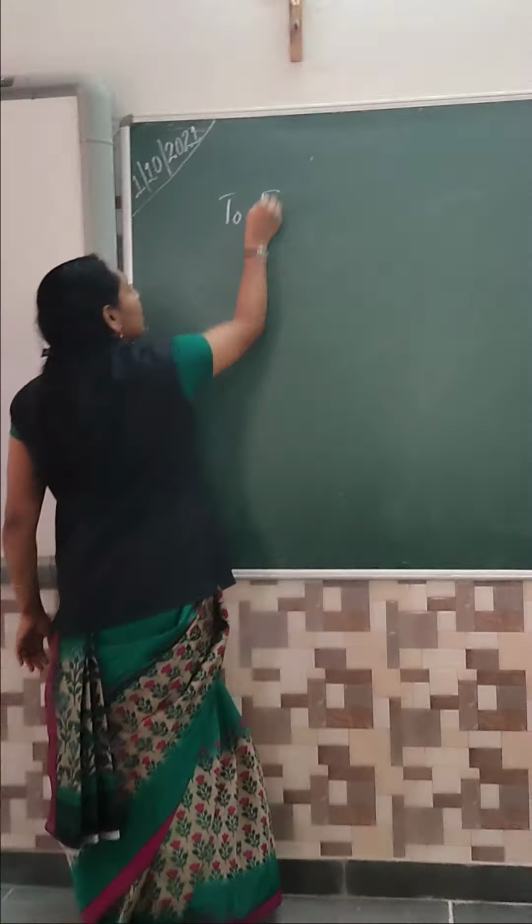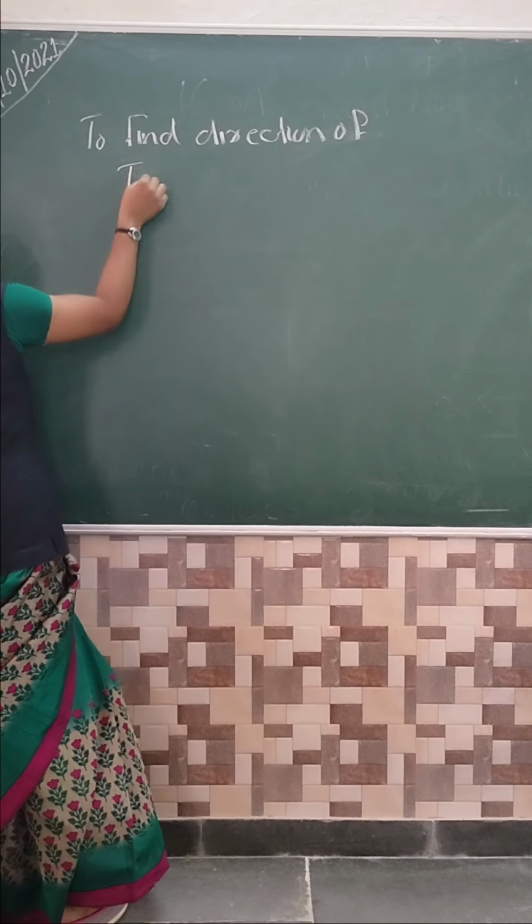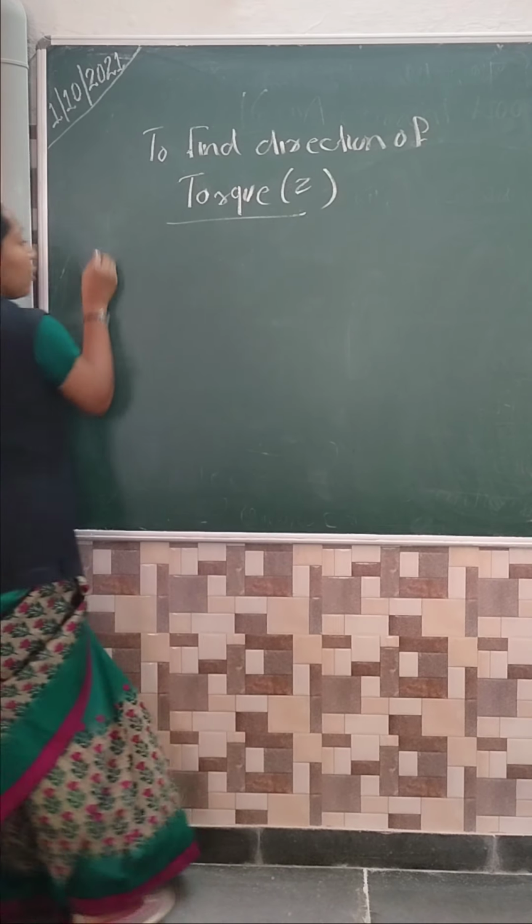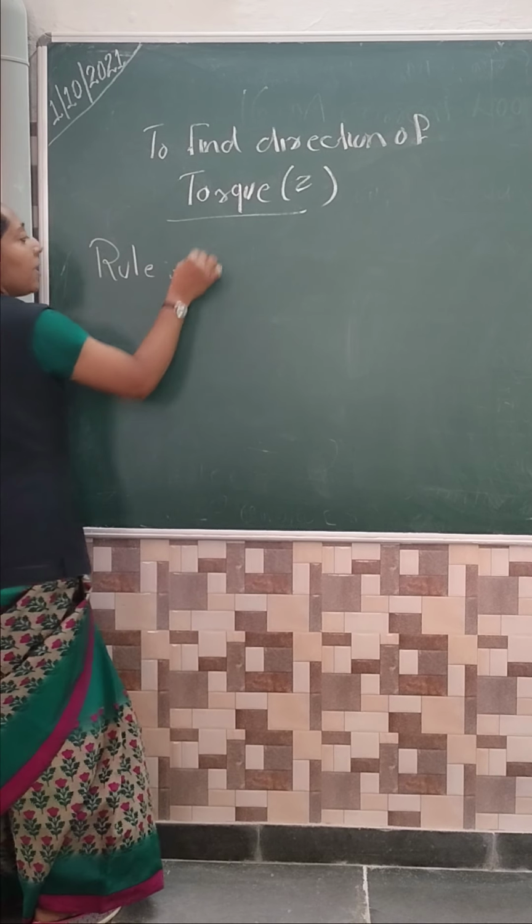What is the right hand screw rule? The thumb is the direction of current, and the curling fingers are the direction of magnetic field. Do you all understand? I am just writing and specifying to find the direction of torque, which rule do we have to use? Very good, the right hand rule.